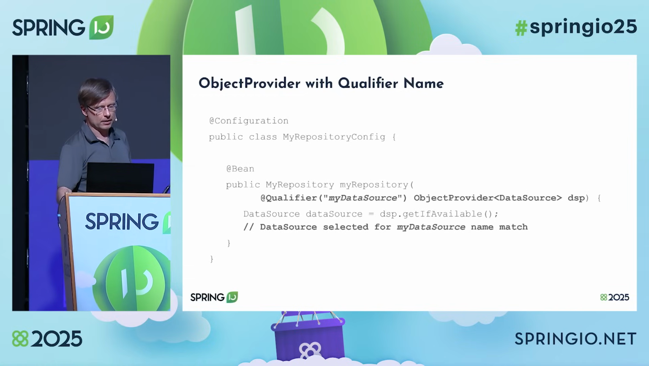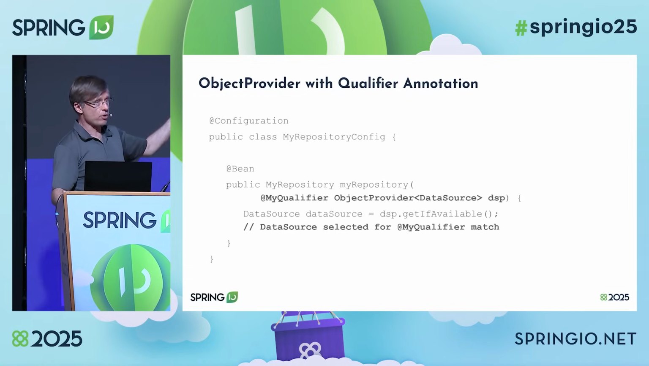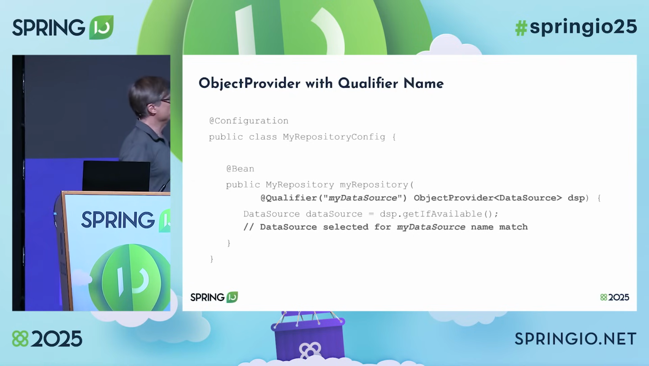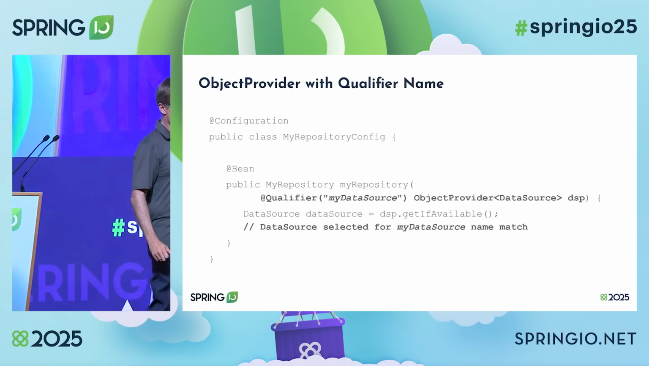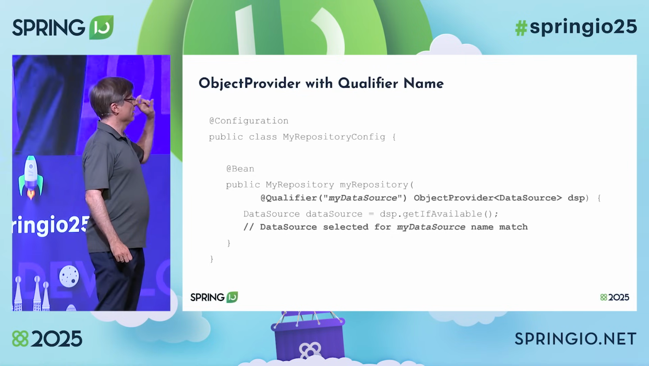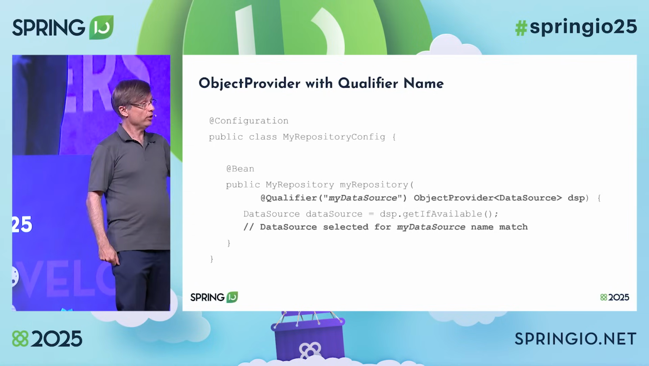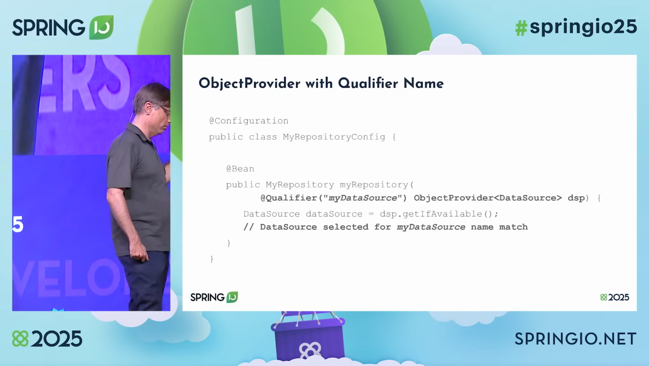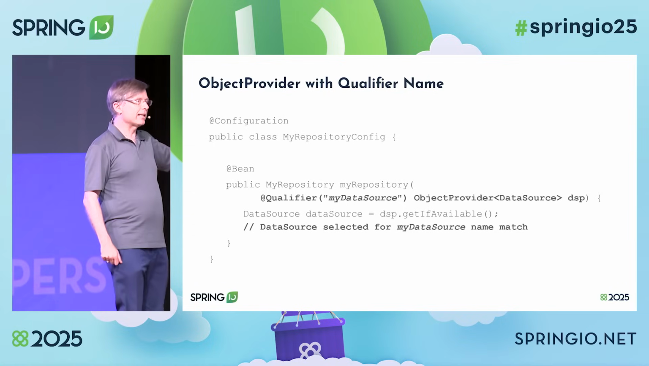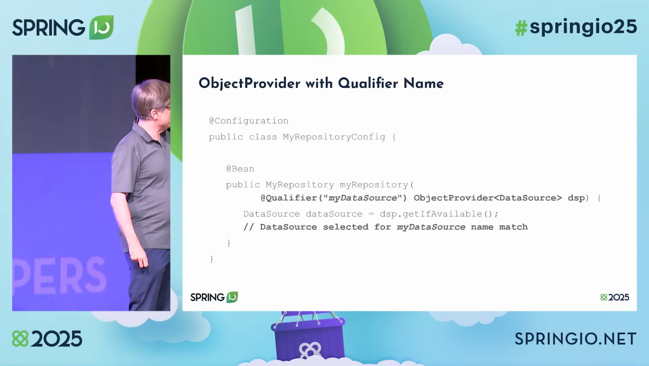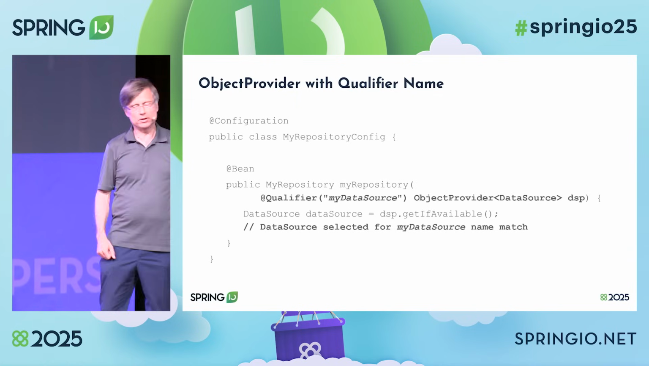Right? So all of the variations work with object provider. You can do a custom qualifier annotation. You can do a string-based qualifier. In this case, string-based qualifiers don't have to be unique. It's not a bean name. It can be the same as the bean name, but there can be multiple target data sources with the same string-based qualifier. So it even makes sense to assume that you can iterate over this.